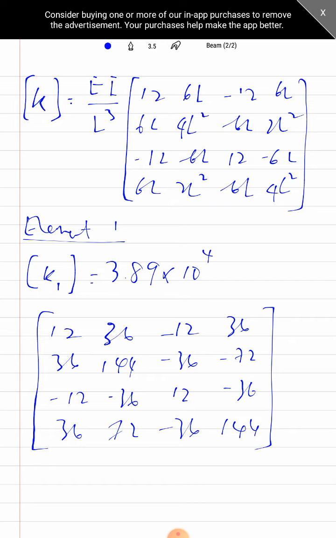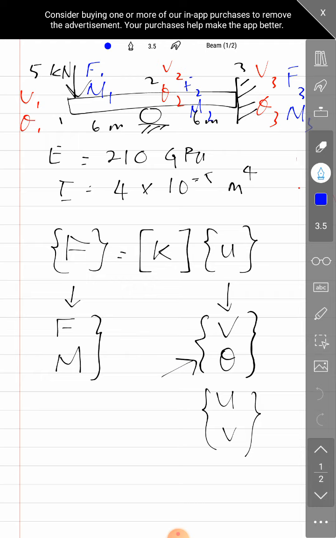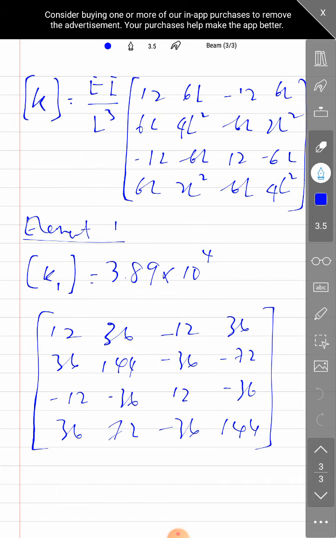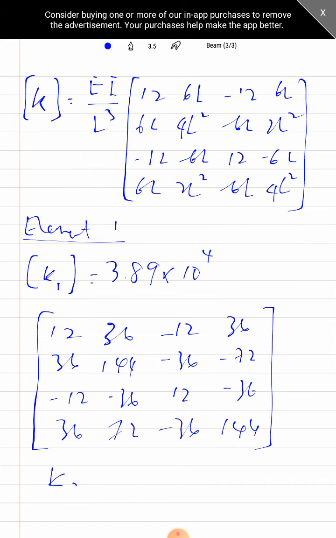Now for K2, let's see again the question, the figure. Okay, if you notice, element 1 and element 2 are exactly the same, so your K should be the same for both elements. So basically K2 is equal to K1. Okay, so now we get K for both elements.